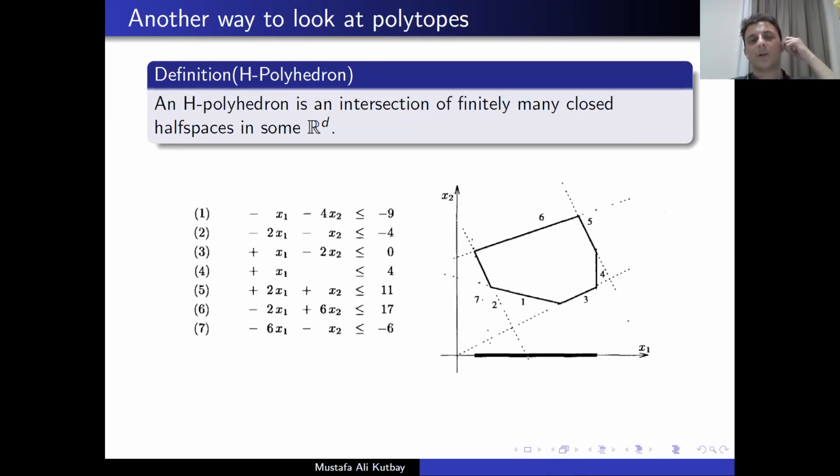Another way to define a polytope is to take the intersection of finitely many closed half spaces in a Euclidean space. If you consider the inequalities written down over here, we have seven different inequalities here. All of them divide the space into two regions, and when we intersect these regions, we find an enclosed region, which gives us what we want from polytopes. In this way, we can get polytopes, and polytopes created this way are called H polyhedra. In this case, it is bounded, but it may not be, though it is not a matter of interest for the time being.